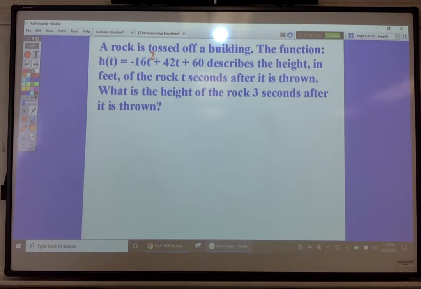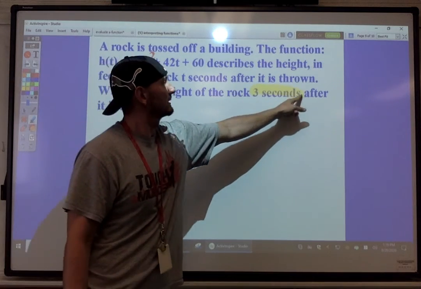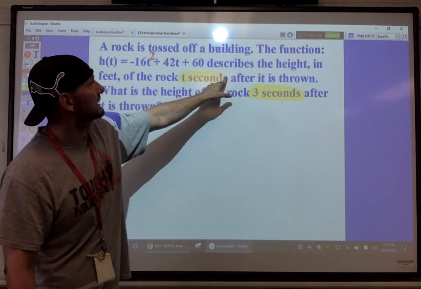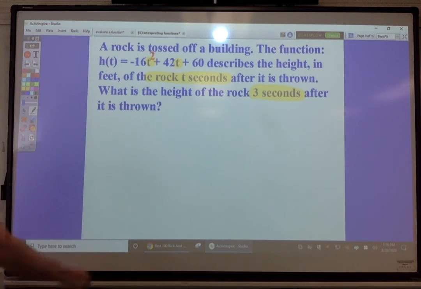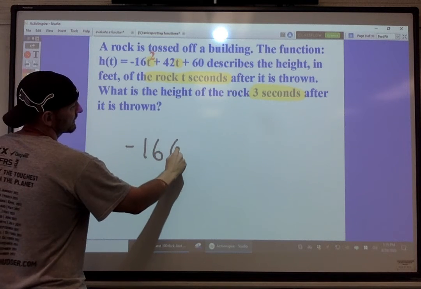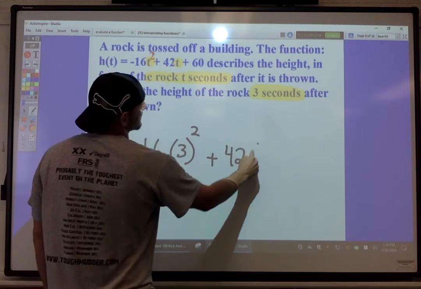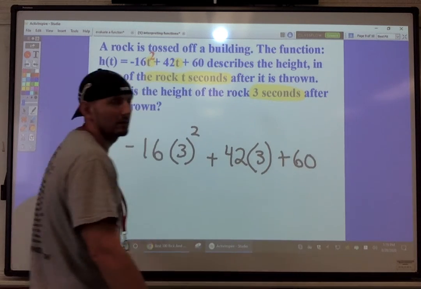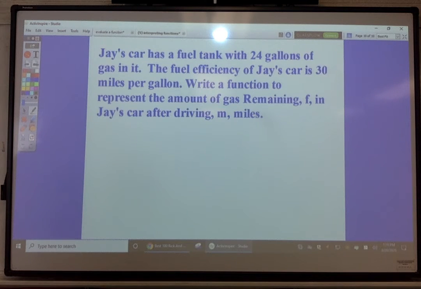So what is the height of the rock 3 seconds after it's thrown? So seconds is the number 3. T is seconds. So in this function, I'm going to put 3 right there and calculate it. So negative 16, and instead of t squared, I'm going to put 3 squared, plus 42 times 3 instead of t, plus 60. Then you type it in your calculator, and you will get your answer. Voila. Final one.